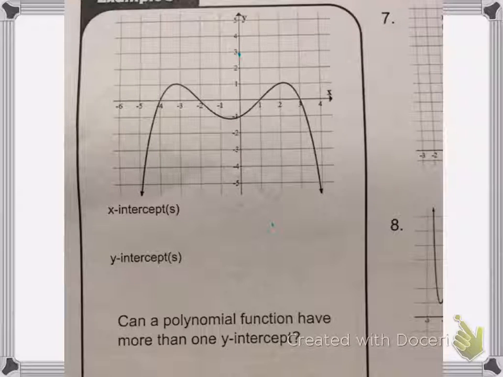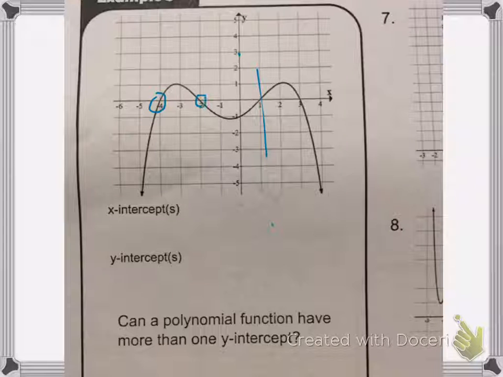So we're talking about x and y intercepts now, and the question at the bottom says, can the polynomial have more than one y-intercept if it's a function? Now remember that a function has to pass the vertical line test, which says if you draw a vertical line through any spot of your graph, it should touch that graph only one time. So think about that for just a minute as we're finding these x and y intercepts, and then we can see whether or not we decide that it can have more than one y-intercept.